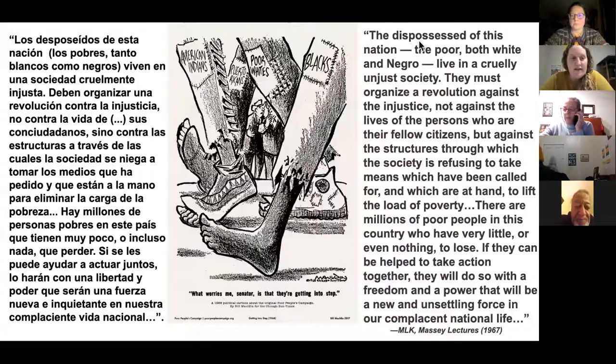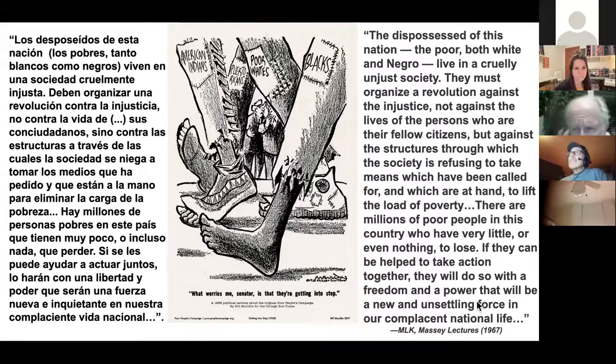And we can go to the next one. And the last thing that we wanted to do before we start the panel is just to share this quote. We turn to this quote very often in the Poor People's Campaign.